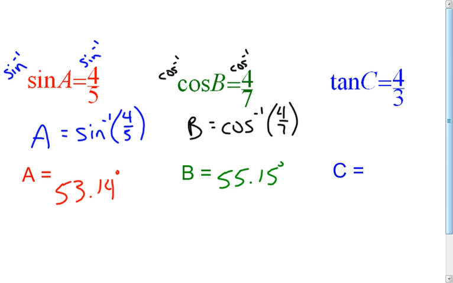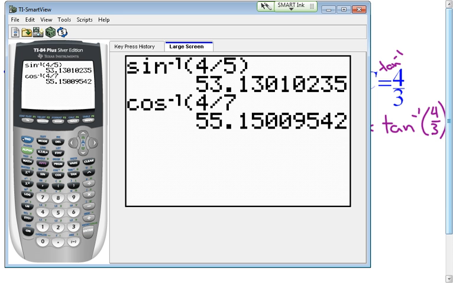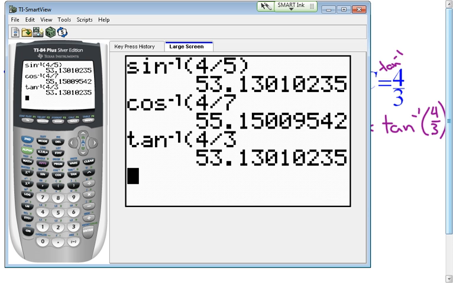Tangent of C is 4/3. So if I wanted to find the value of C, technically I'm taking the inverse tangent of both sides. Inverse tangent of tangent of C equals C. This is the inverse tangent of 4/3. Go to my calculator and just type it in. Second tangent 4/3, and we get 53.13 degrees again.